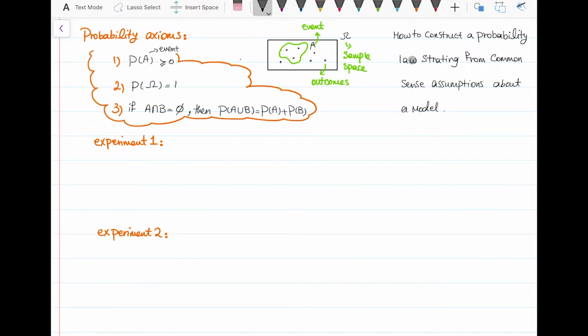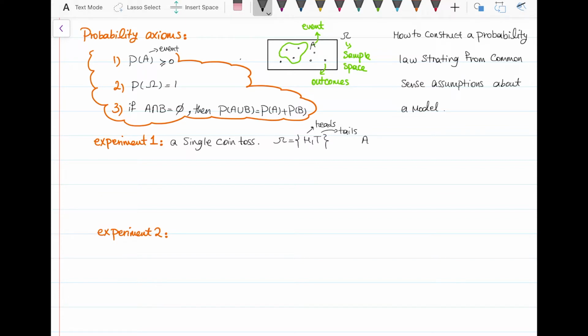Let's see how to construct a probability law starting from common sense assumptions about the model. Okay, the first one is a single coin toss. In that case, if we have a coin and we toss it, the sample space would be just head and tails. H is for heads and T is for tails.